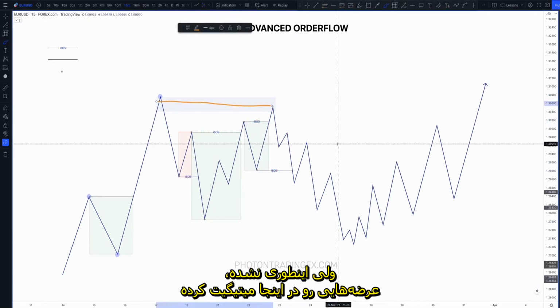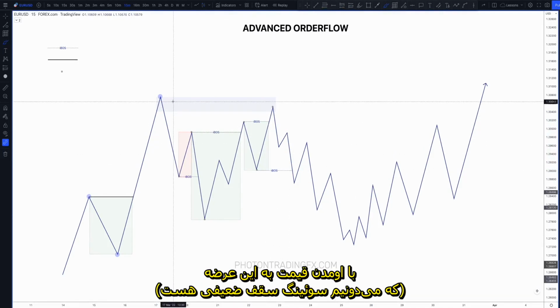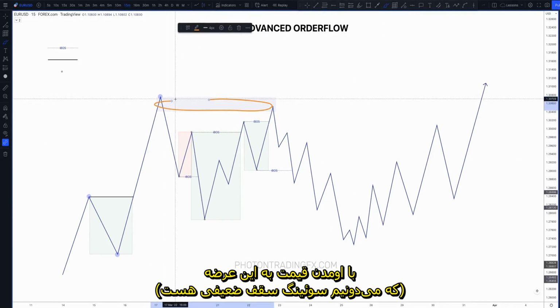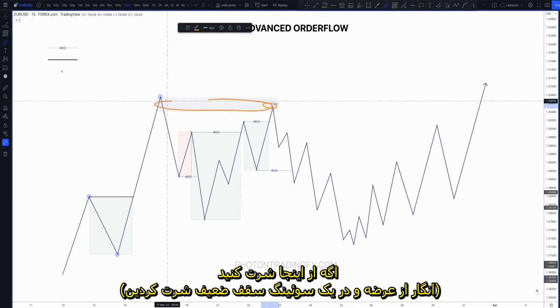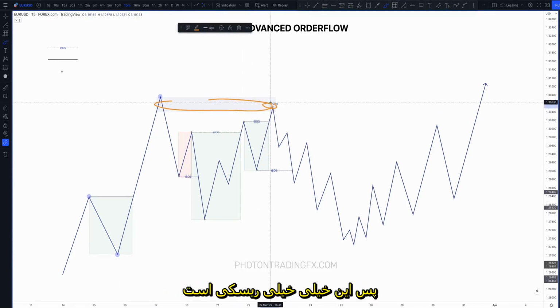It mitigates some supply within here, and that leads to a bearish IBOS, right? So as price is coming into the supply here, we know it's a weak swing high. And if you were shorting from here, you'd be shorting from supply at a weak swing high against the swing trend and against the internal trend, right? So this would be very, very risky.